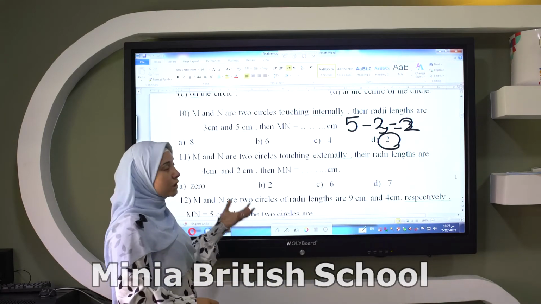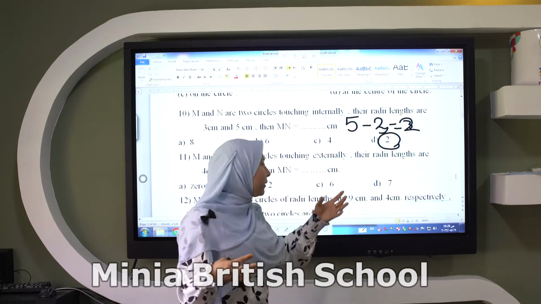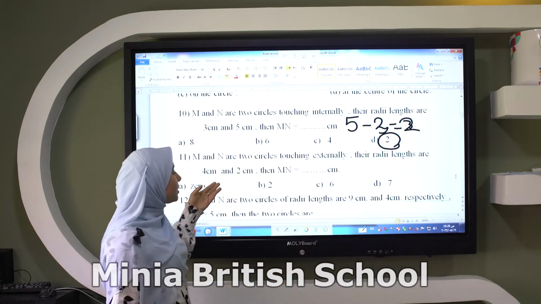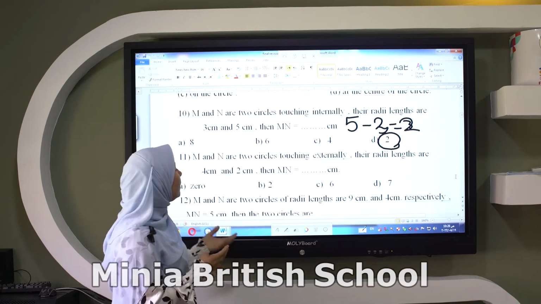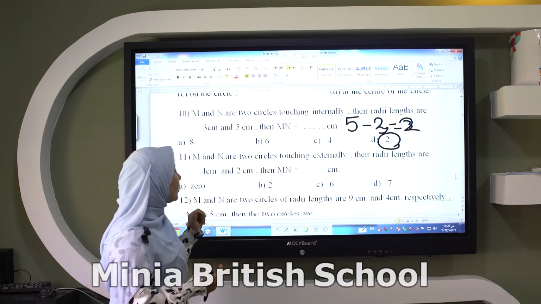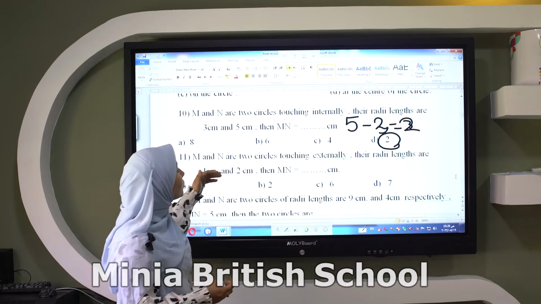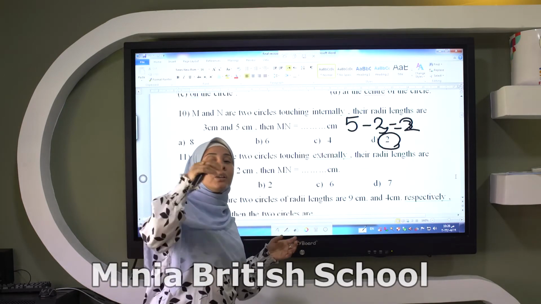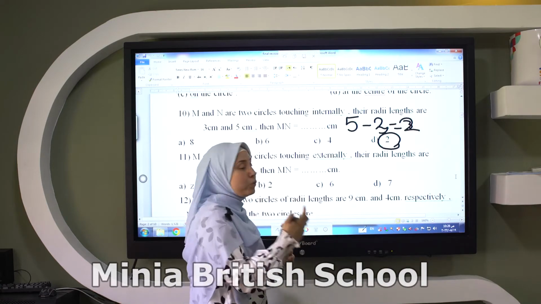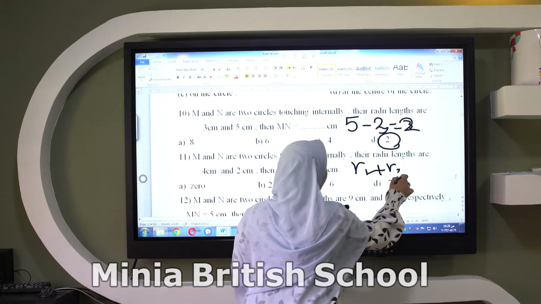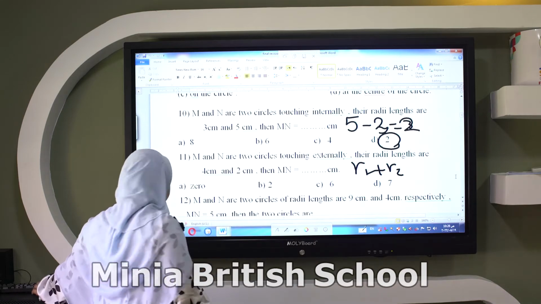M and N are two circles touching, the same idea, okay, but in a different way. The radii lengths are 4 cm and 2 cm. So MN here equals what? Sorry, in this exercise the two circles are touching externally. So externally, MN equals the sum of the two radii, R1 plus R2. So 2 plus 4 equals 6 centimeter, okay?